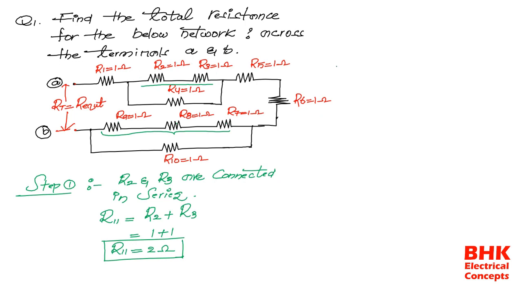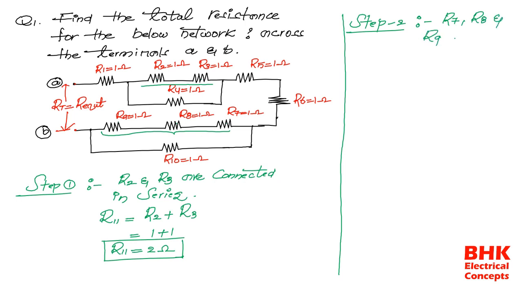Okay. Now coming to the next combination, that is what? The combination 2 is, yes, now we are taking step number 2. Now step number 2 is what? R7, R8, R9 all are connected in series. That is what? R7, R8 and R9 are connected in what? In series again.